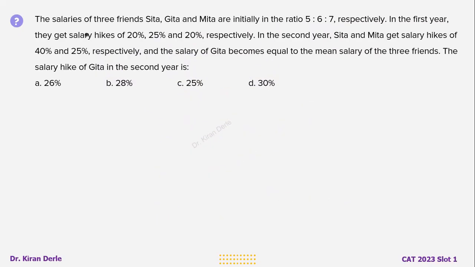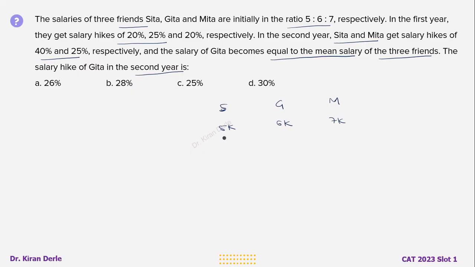Great. The salaries of 3 friends, Sita, Geeta and Meeta, are initially in the ratio 5:6:7 respectively. In the first year, they get salary hikes of this. In the second year, Sita and Meeta get salary hikes of this. And the salary of Geeta becomes equal to the mean salary of the 3 friends. Fine. The salary hike of Geeta in the second year is, looks quite straightforward. Let's think of this. So Sita, Geeta and Meeta, let's say their salaries are 5k, 6k and 7k. In the first year, they're getting salary hikes of 20%.